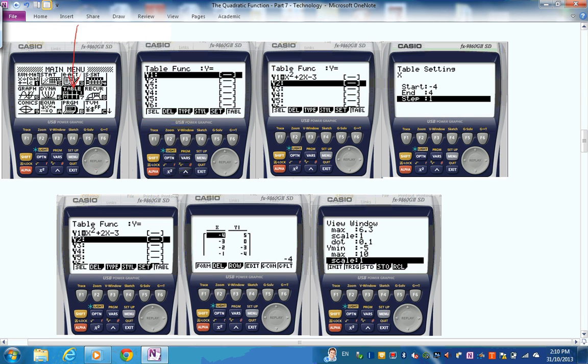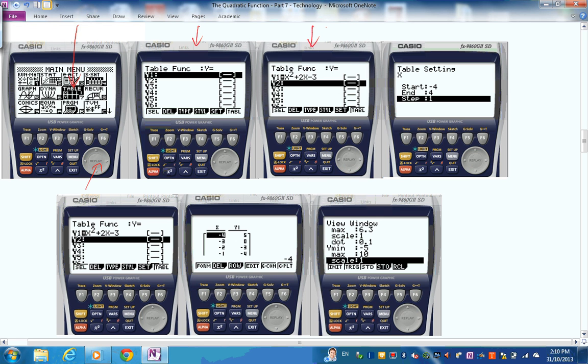Can you see I've scrolled to table? So you scroll around the menu screen with that button, and when you land there it's highlighted. So if you push execute, you go into this table function where you can put in a formula. There's our formula. Same one again. X squared plus 2x take 3.